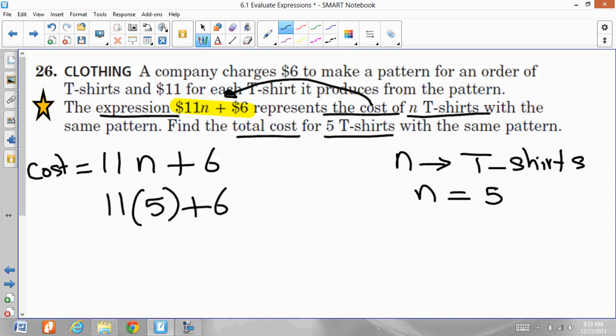Make sure that you use the parenthesis. Parenthesis refers to multiplying. 11n means 11 times n. So you multiply before you can add or subtract. Your addition and subtraction should be the last step. So 11 times 5 gives you 55. 55 plus 6 is going to give you $61 for the cost. Make sure that you write every single thing that I am writing in your notebook.